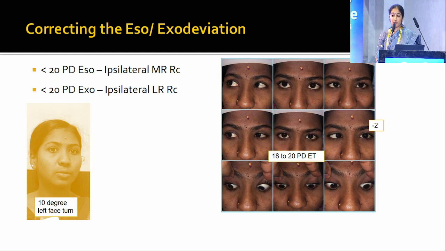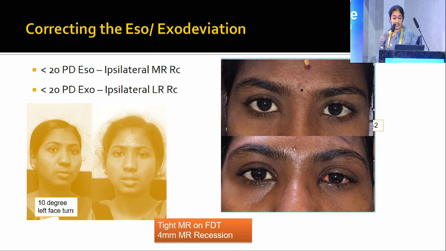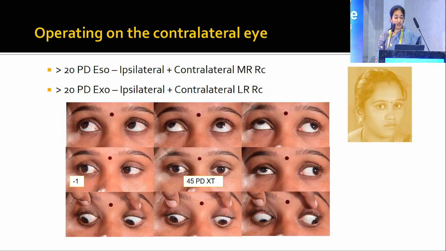So coming to a few case examples, be it esotropia or exotropia, if it is less than 20 prism diopters in primary position, it is sufficient to do a single medial rectus. In this patient, it looks like a very small angle, but a significant face turn was there. Post 4 mm medial rectus recession, you can see her head posture being corrected. When there is a larger angle, a single MR is not sufficient. Here we have to go for 2 muscles, and we go for the contralateral muscle.